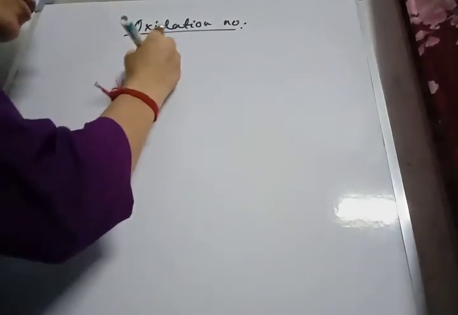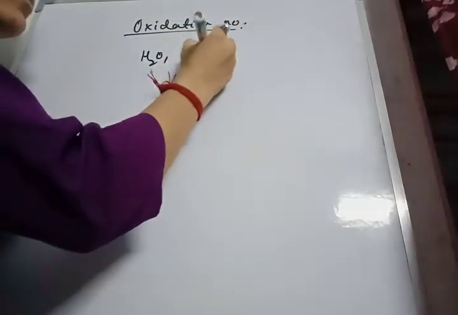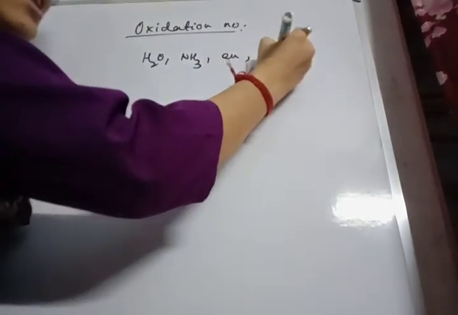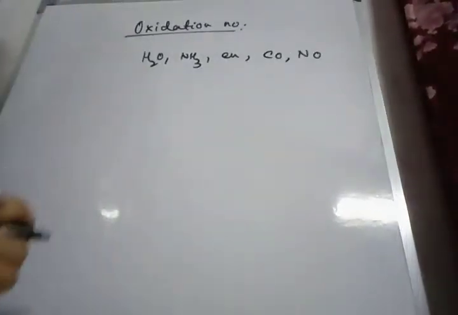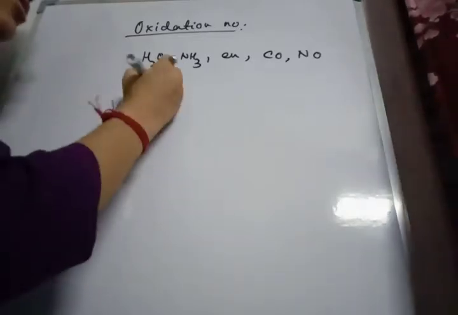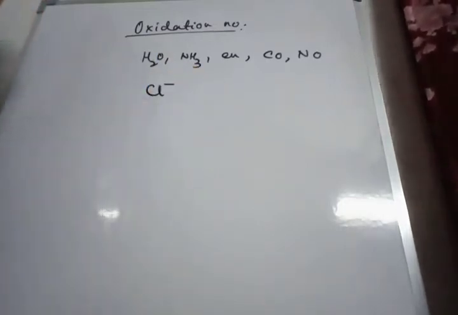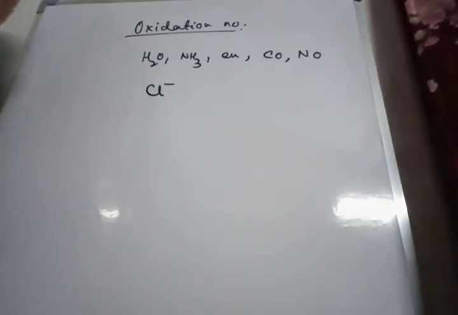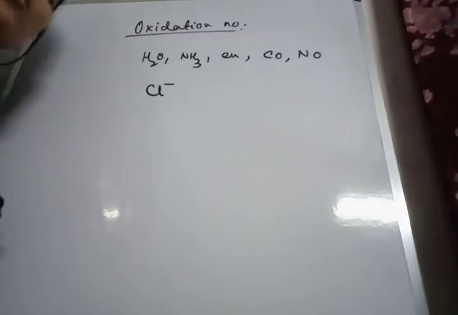First point is oxidation number of neutral ligand is always equal to 0. Neutral ligands like H2O, ammonia, ethylene diamine, carbonyl, nitrosyl, etc. These are all neutral ligands and oxidation number of all the neutral ligands equals 0. Then oxidation number of anionic ligands is equal to the charge on the ligand. For example, the oxidation number of chloride is -1. Then last, the oxidation number of the cation is equal to the charge on the cation. For example, oxidation number of potassium is +1.